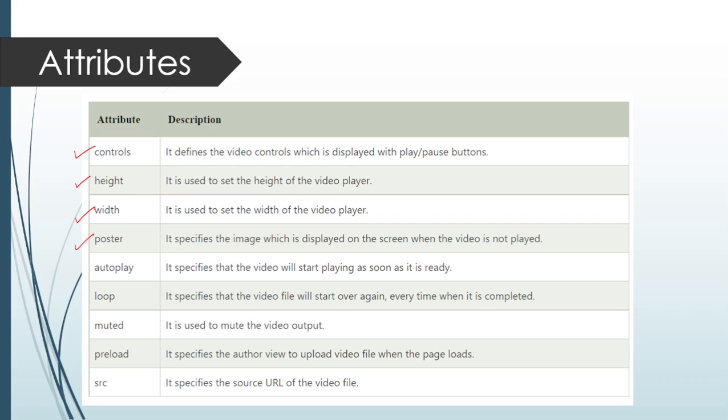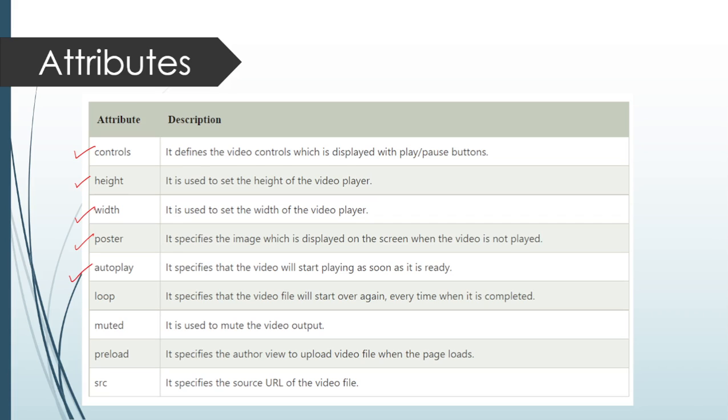Fourth attribute is poster. It specifies the image which is displayed on the screen when the video is not played. For example, if you pause the video that you have uploaded on your web page, the particular thumbnail or image that you want to be displayed at that time, you can use the poster attribute. For the poster attribute, you need to add the URL of that particular image that you want to be displayed at that time. Okay.